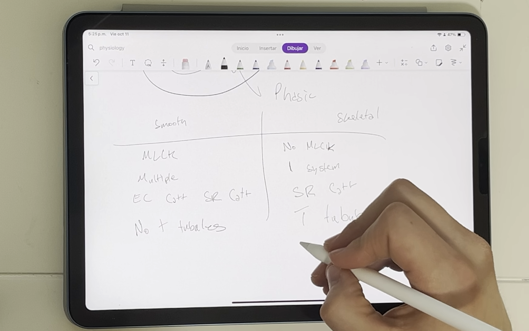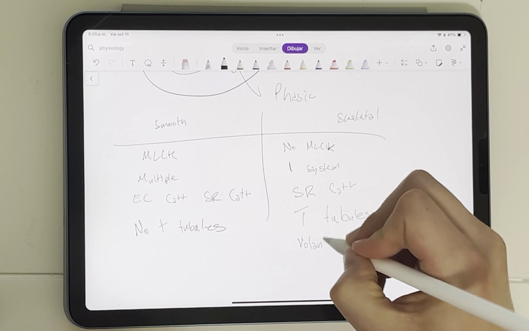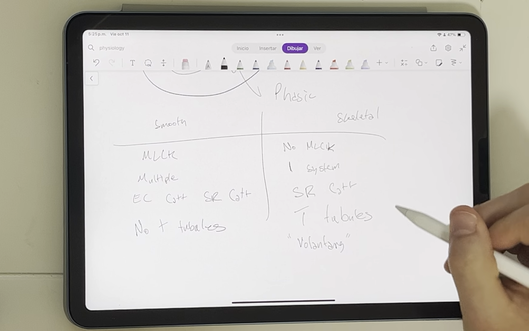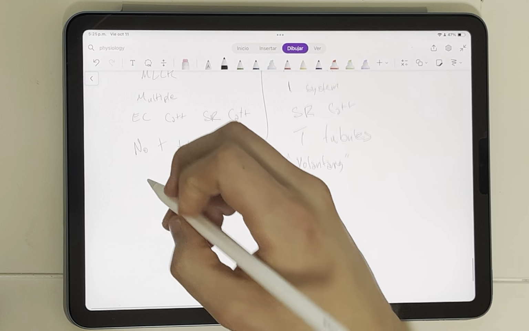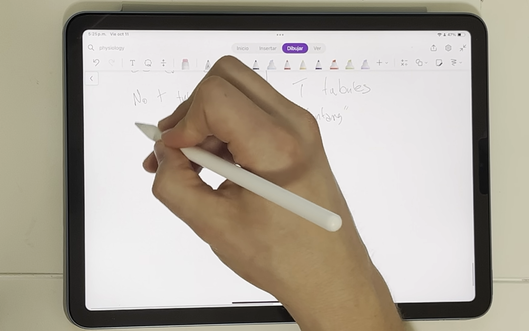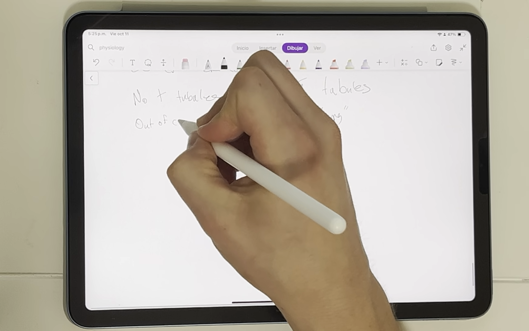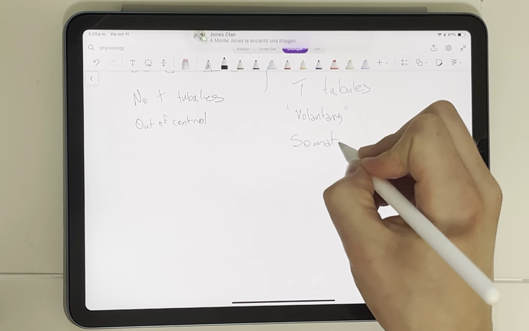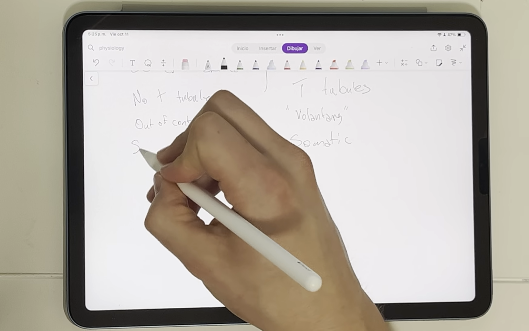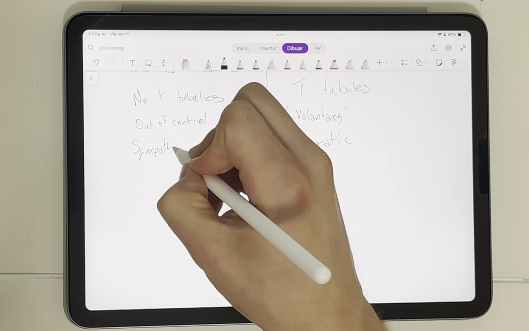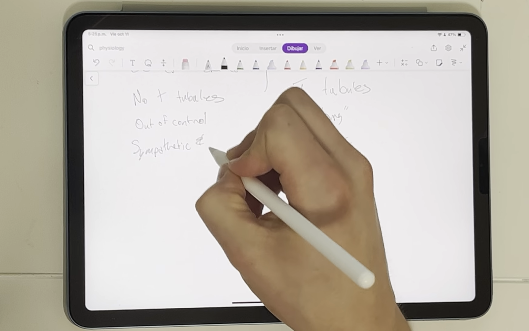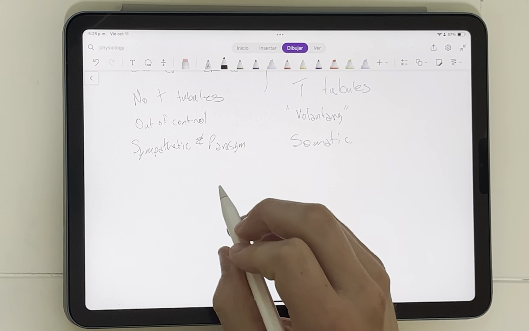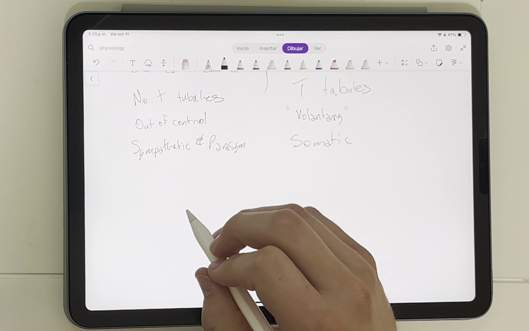Skeletal muscle is also voluntary. There are some reflexes that aren't necessarily voluntary, but our smooth muscle is out of our control. So this is going to be our somatic system. This is going to be sympathetic and parasympathetic system. Right, so those are kind of our big differences between the two.